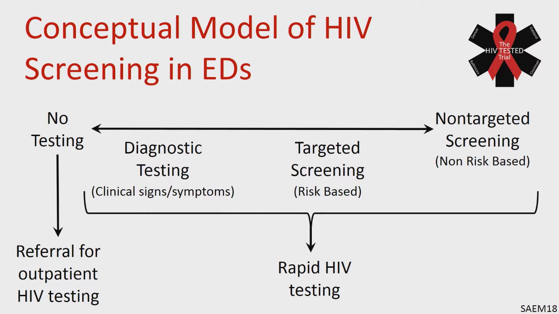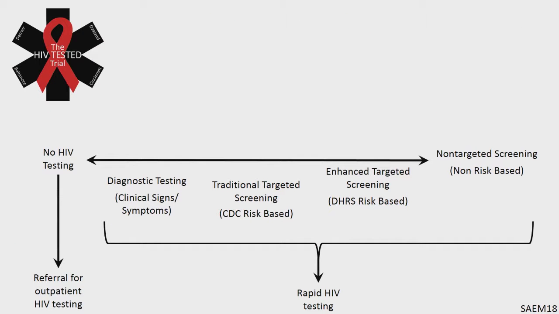To give you a brief background, and this is using the model of ED-based HIV screening, you can see from this conceptual model that HIV screening can range from doing no testing on the left side of the figure to non-targeted or non-risk-based screening on the right side. Between these 2 extremes is diagnostic testing, or testing based on clinical signs or symptoms, and targeted screening, which is risk-based. This really encapsulates the spectrum of HIV screening, but challenging was the notion of which strategy is most effective.